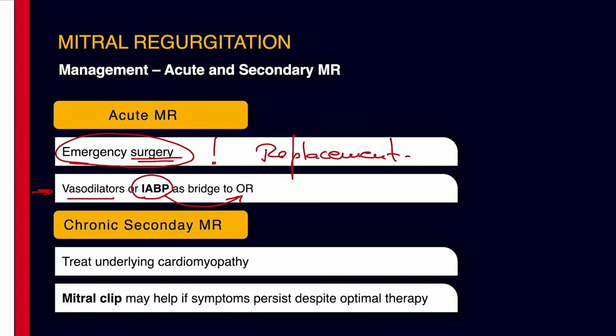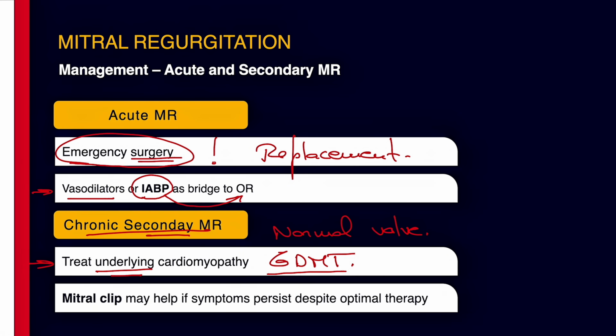In secondary MR, the valve itself is structurally normal. The problem is the left ventricle. So the primary goal is to treat the underlying cardiomyopathy using goal-directed medical therapy, GDMT for HFrEF: ACE inhibitors, beta blockers, mineralocorticoid receptor antagonists, and possibly ARNI or SGLT2 inhibitors. Okay? If the patient still has persistent symptoms despite optimal therapy, then interventional options like a MitraClip, percutaneous edge-to-edge repair, you remember that, can be considered, especially in high-risk surgical patients.